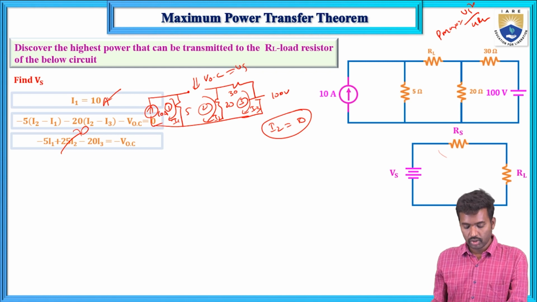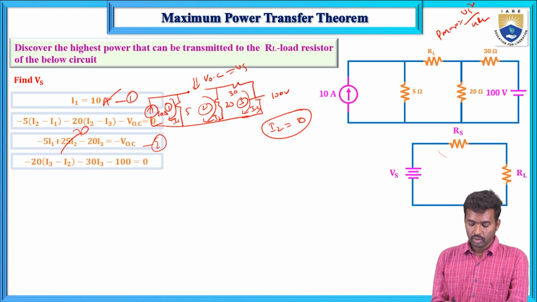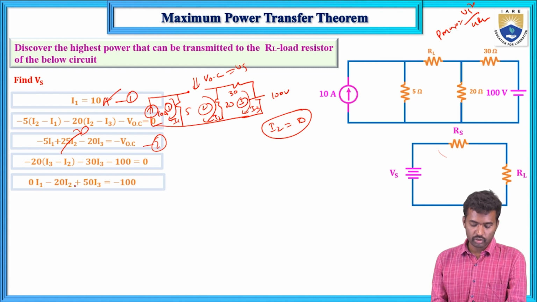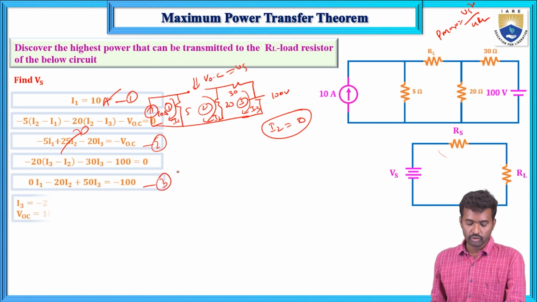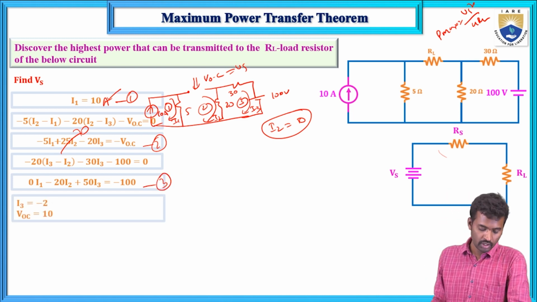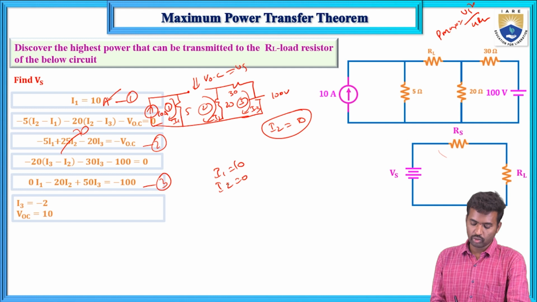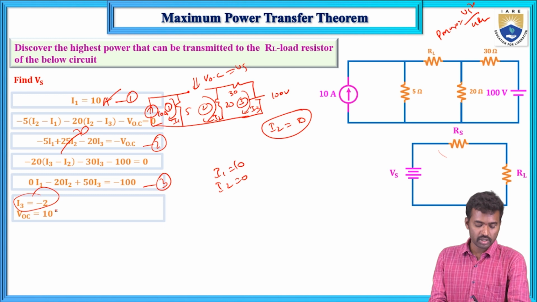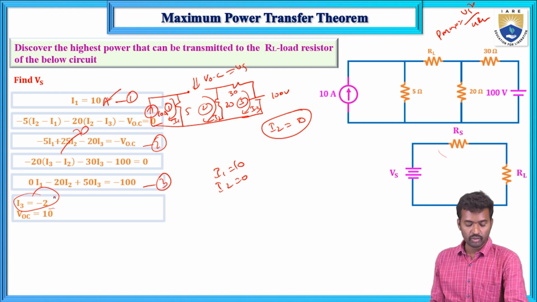Now this is equation number 2. In the third mesh: 20 into I3 minus I2, and 30 I3, and 100 equals 0. If you solve this, 0 I1 minus 20 I2 plus 50 I3 equals minus 100. This is equation number 3. If you solve these three equations, you will get I1 equals 10 and I2 equals 0, that is open circuit. I1 equals the current source value, I3 equals minus 2 amperes, and VOC equals 10 volts.